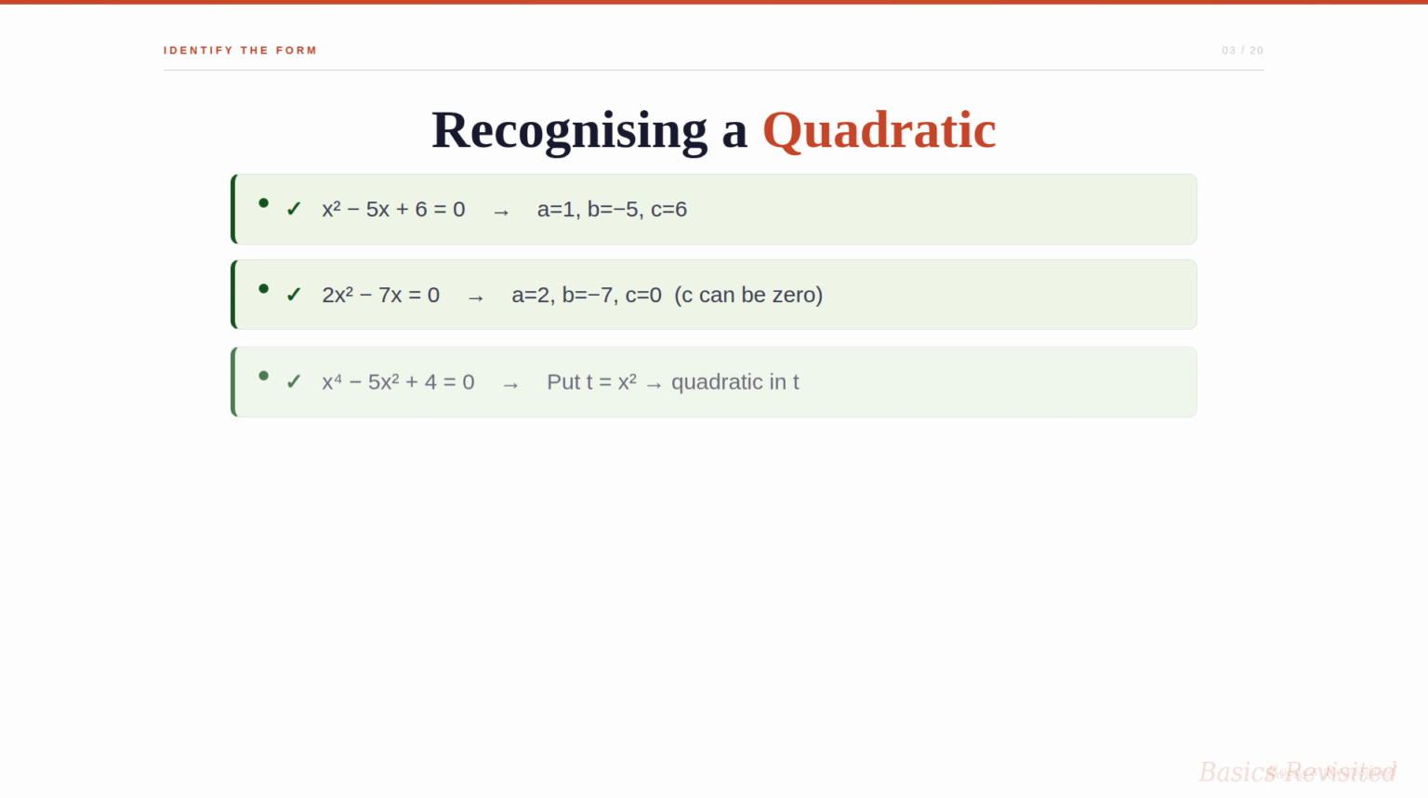x to the power 4 minus 5x squared plus 4 equals 0. We put t equals x squared, and it becomes quadratic in t. This is a very useful technique. This last equation has a equals 0, so it is linear, not quadratic. Always check that a is not 0.